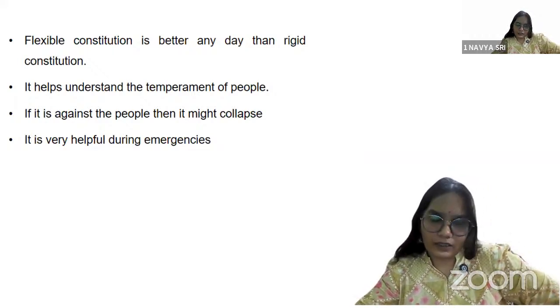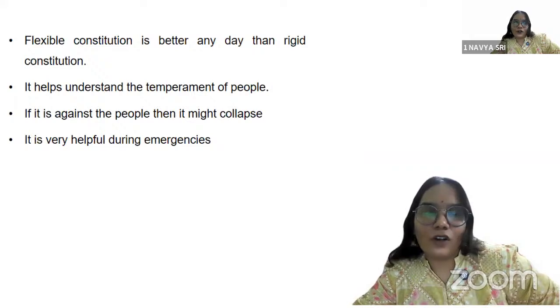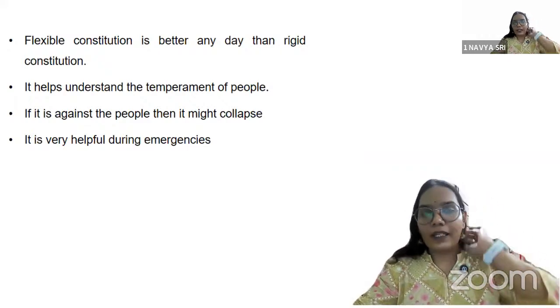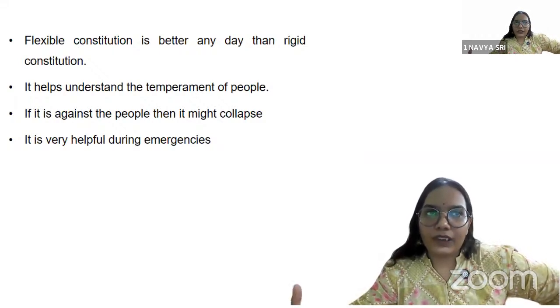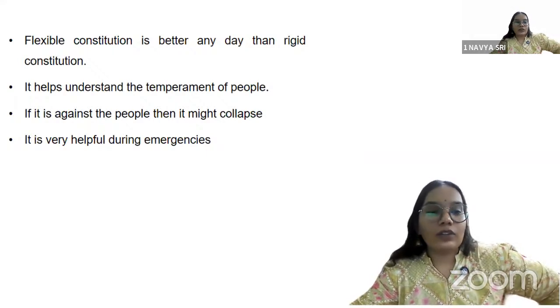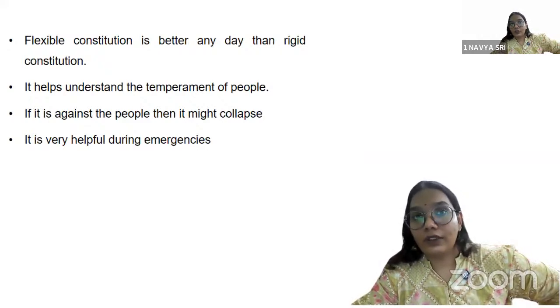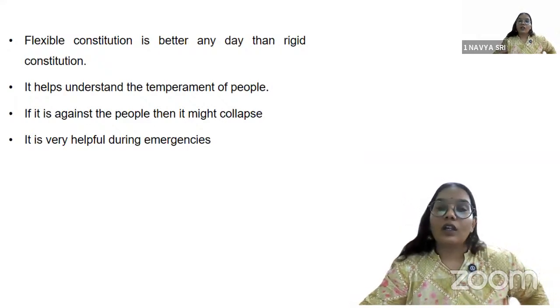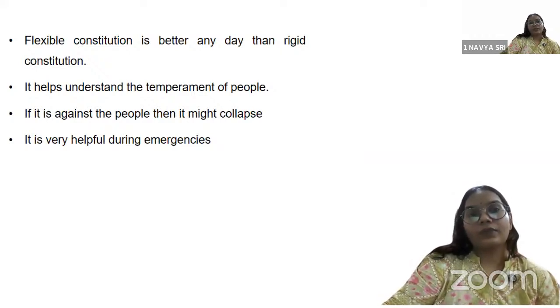Also, if the constitution itself is against the basic concept of protection of the people, the government might collapse. People might lose confidence in the government. So for that purpose, the flexibility has to be there, but the flexibility comes with certain rules and regulations. It is also very helpful during emergencies. If there's an emergency all over India, a single act or single amendment could be used to hold the nation together. So these are all the merits and demerits of rigid constitution, flexible constitution, written constitution, and unwritten constitution.